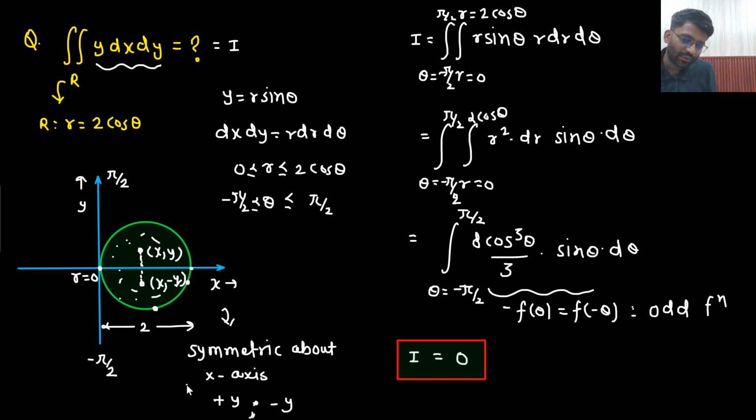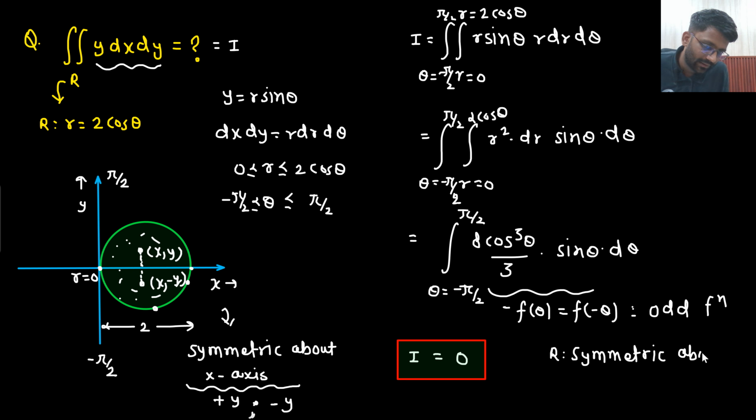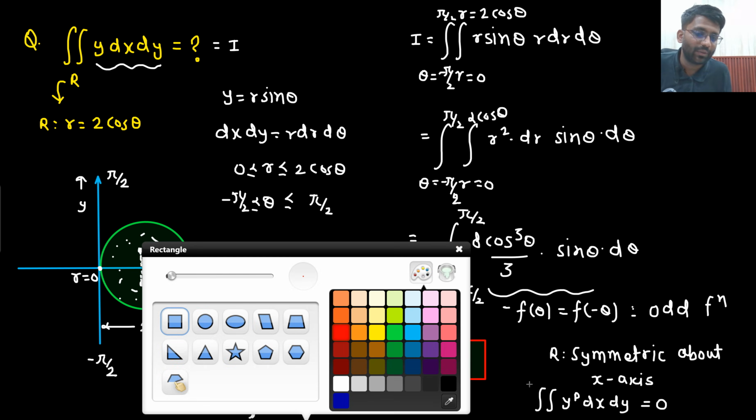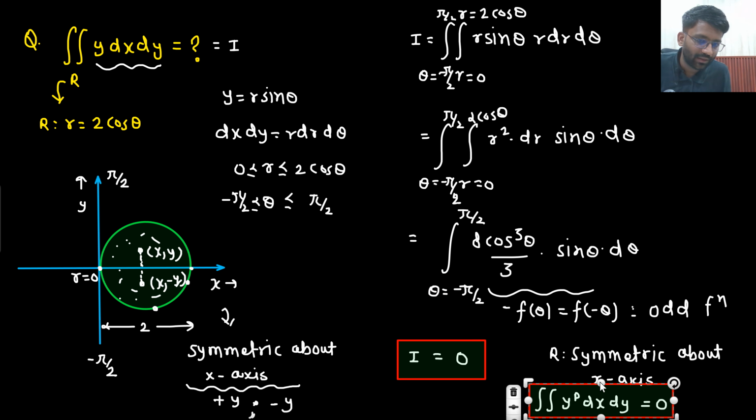So if your region of operation, if this region R is symmetric about x-axis, then what you will see is that the integral of y to the power p dx dy will come out to be 0, where p has to be odd. Let's keep it in a box. p has to be odd.